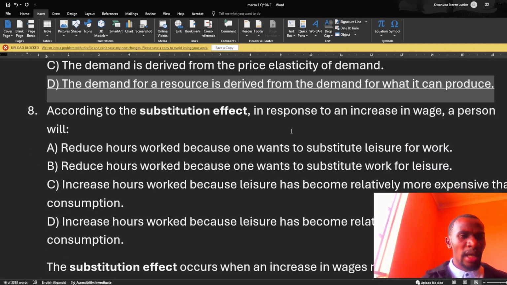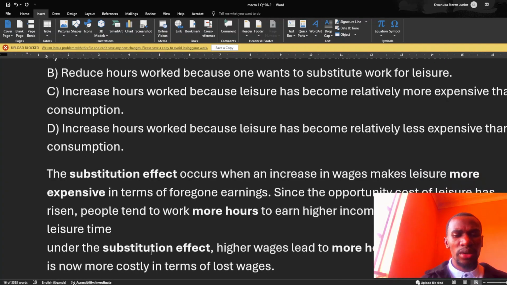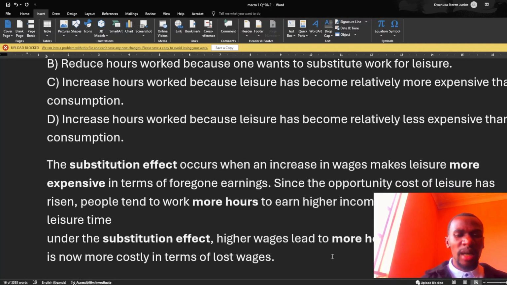That is derived demand. According to the substitution effect, in response to an increase in wage, a person will... Now, what is substitution effect? Substitution effect occurs when an increase in wages makes leisure more expensive in terms of foregone earnings. Since the opportunity cost of leisure has risen, people tend to work more hours to earn higher income rather than more leisure time. Under substitution effect, higher wages lead to more hours worked since leisure is more costly in terms of wages.